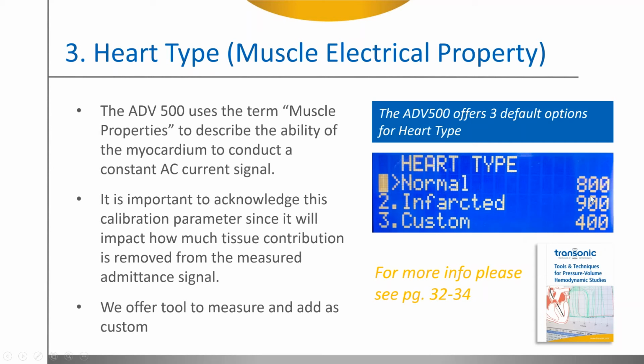Normal is 800. We measured it over and over. Infarcted is 900. And we also offer a tool to measure heart type, which is option number 3, custom. You can add it. For more information, please see pages 32 or 34 in the workbook.